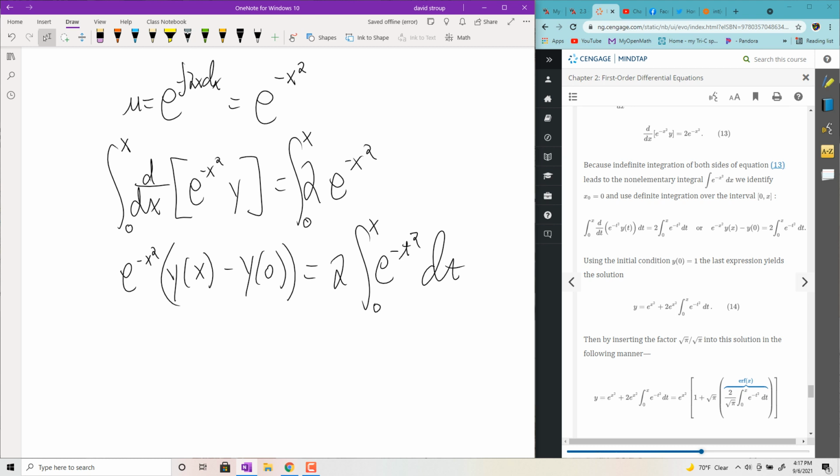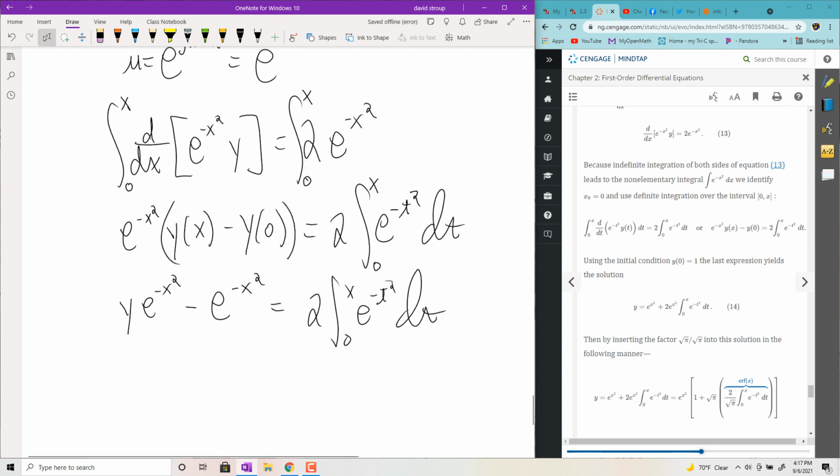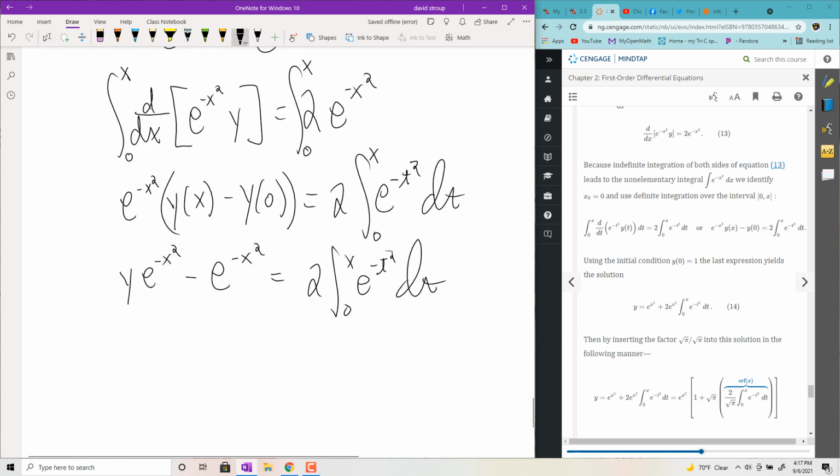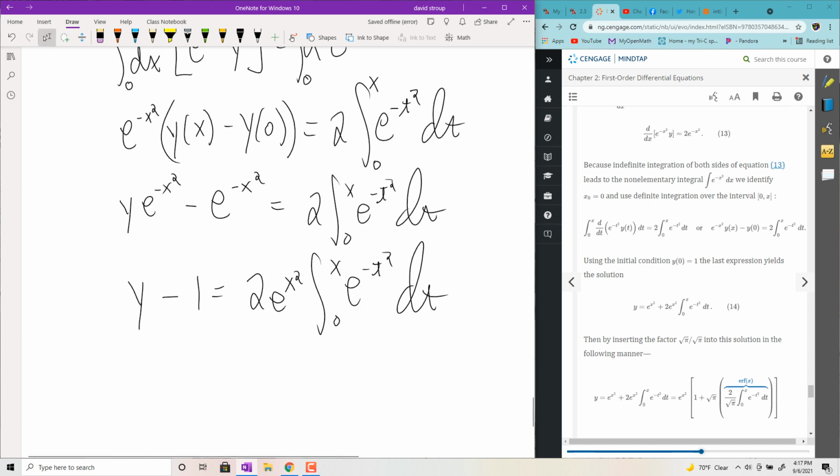So anyways, we have y e to the negative x squared minus y of 0, which we said is 1, so just e to the negative x squared equals 2 integral 0 to x of e to the negative t squared dt. So you could multiply everything by e to the positive x squared. You get y minus 1 equals 2 e to the positive x squared integral 0 to x of e to the negative t squared dt, and then move the 1 over and replace the integral with an ERF.